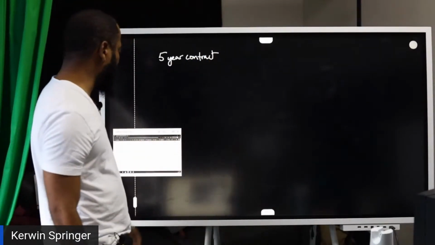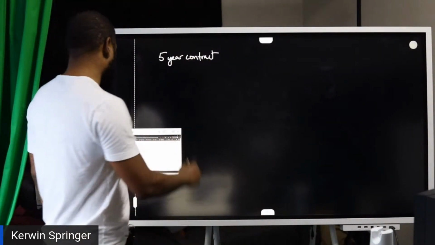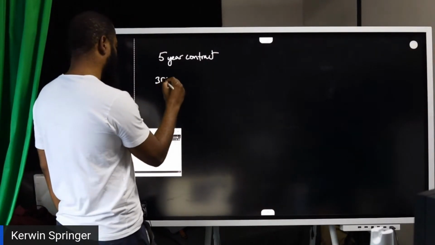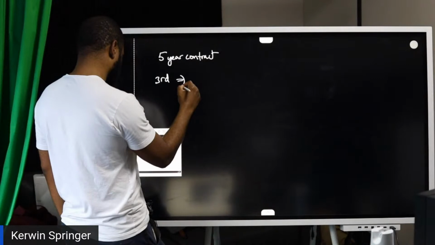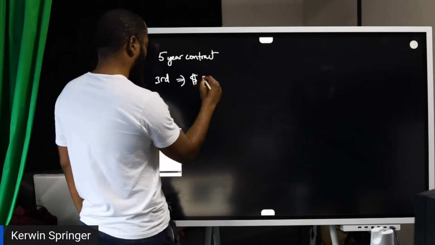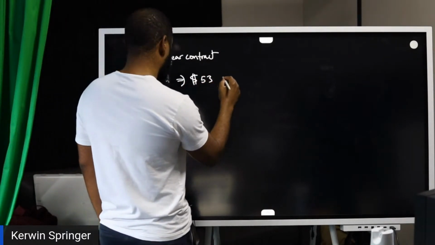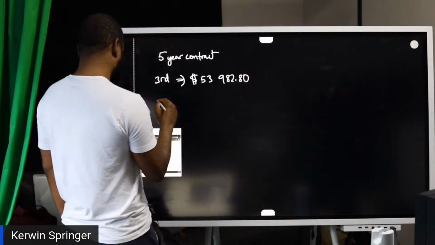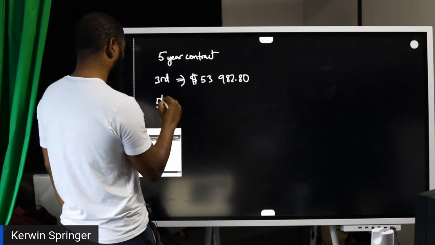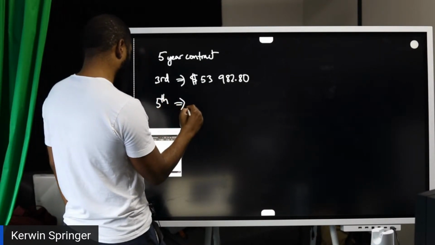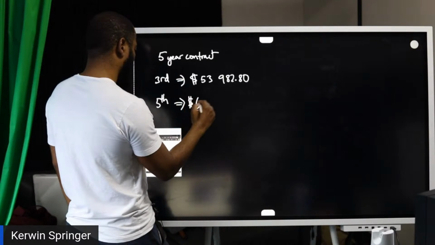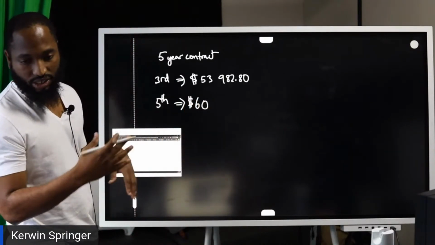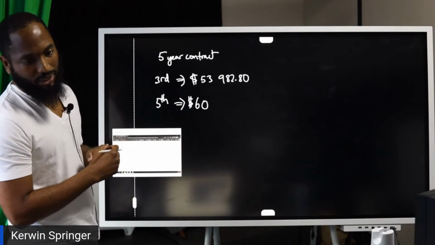They say an accountant was offered a 5-year contract with an annual increase. In the 3rd year, the accountant earned 53,982.80. But in the 5th year, the accountant earned 60,000, doing well. So there's an annual increase. So every year it's increasing by a little bit. What type of series is that?